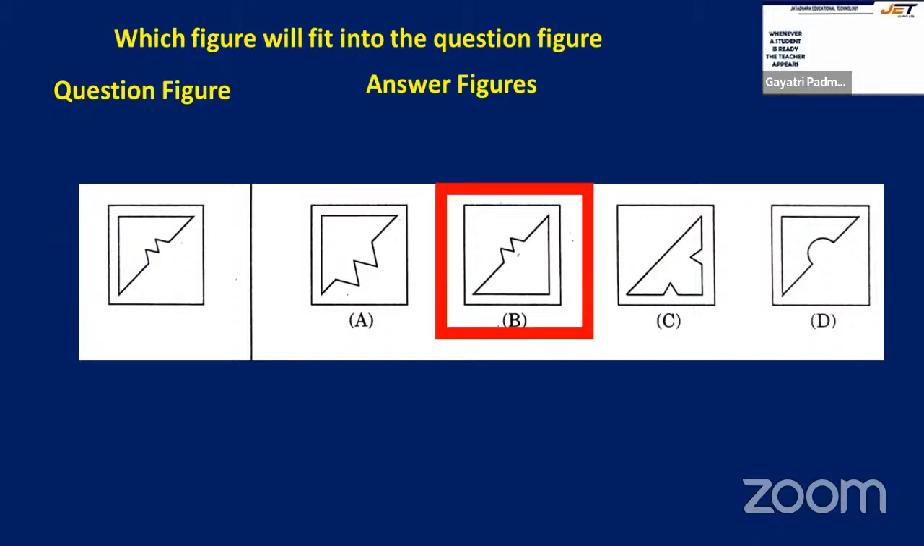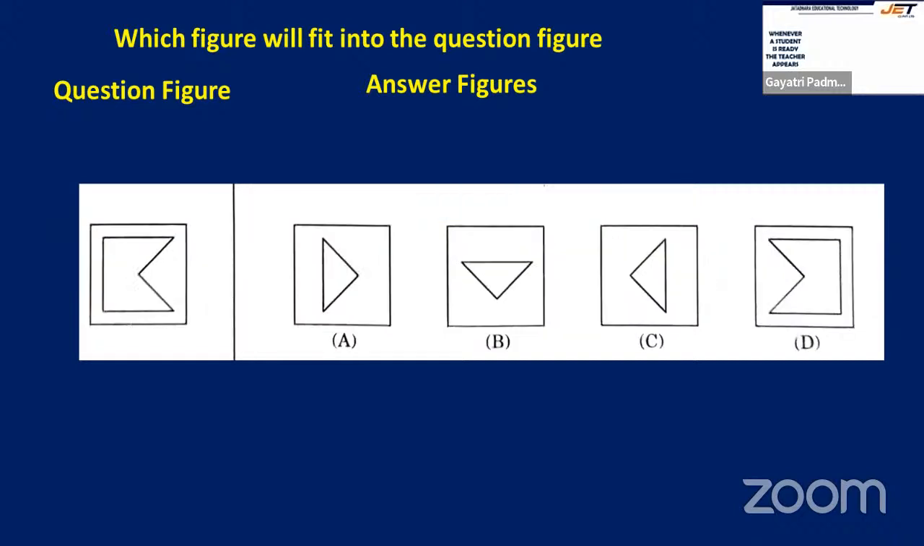Let's see the answer. It should be option B. Yes, I'm sure you would have given the right answer. Let's move on to the next question. The question figure is here, and which would best suit? Is it A, is it B, is it C, or is it D? That should make the square. One triangle is missing, which after getting fit into the question would form a perfect square.